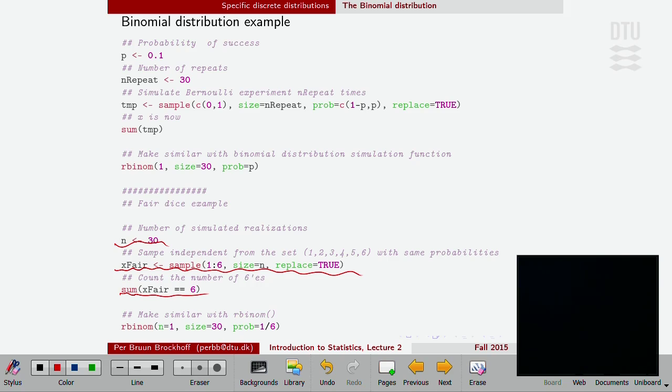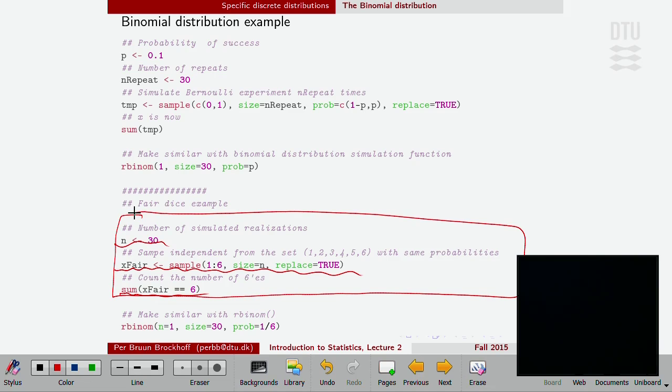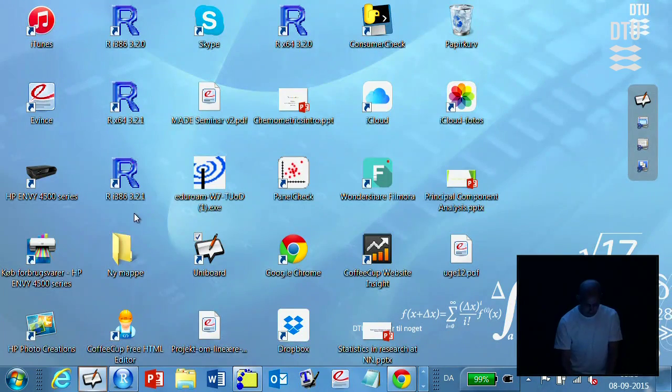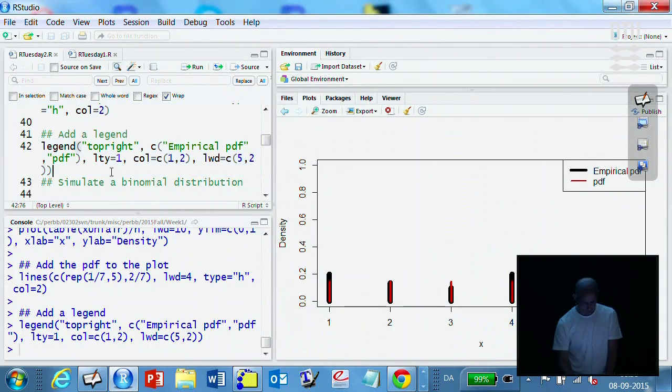If I look at it this way, and that is counting 6s, I can describe that system also as a binomial system, as a coin-tossing system. And doing that would in a way simulate a binomial outcome. Let's try to do that. Let's try to jump into R.